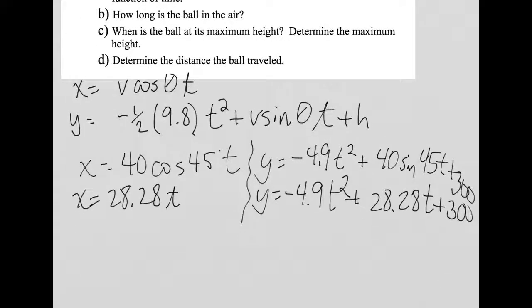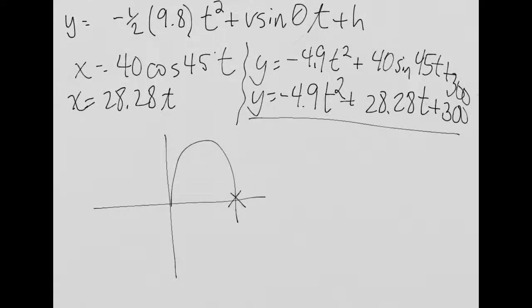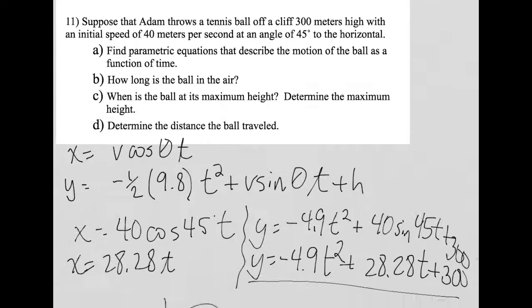To figure out how long the ball is in the air, that's when I'm going to have to graph it and see where it crosses over here on the x-axis. So let's graph the y equation. So how long it's in the air, we need to graph the equation. I just graphed it, and I'm looking to see where it crosses right over here. And I got my x to be about 11.2 seconds. Then that was part B.